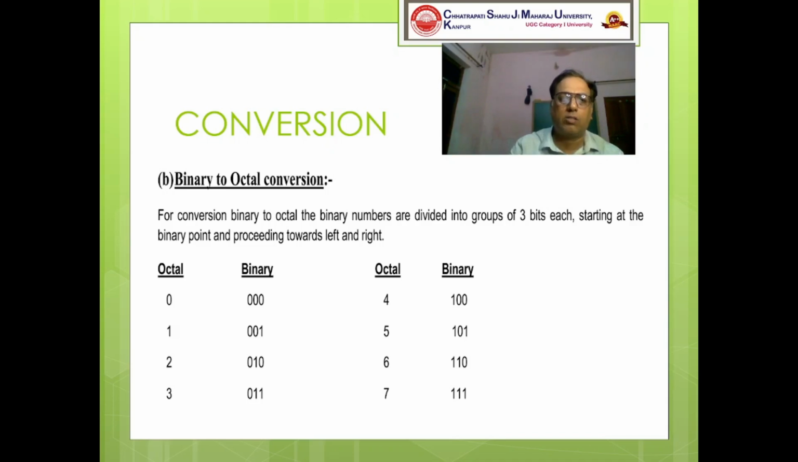3-bit binary is 000. For 1, it is 001. For 2, it is 010. For 3, it is 011. For 4, it is 100. For 5, it is 101. For 6, it is 110. For 7, it is 111. Now, let us understand it by an example.